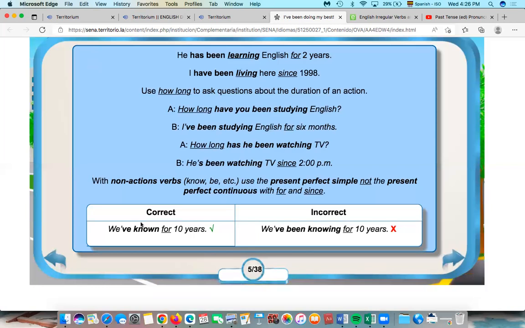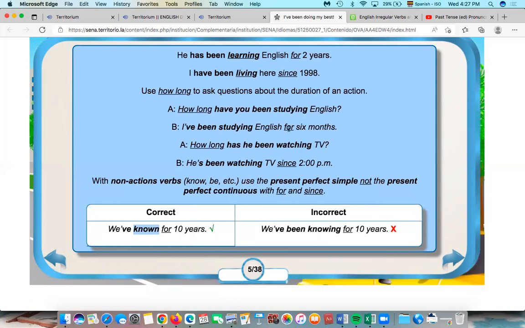There are certain actions when we don't use the ing. For example, when we say know, known, right? So we say we've known for 10 years, okay? We have been here for 10 years. We have been to Europe, yeah, okay.